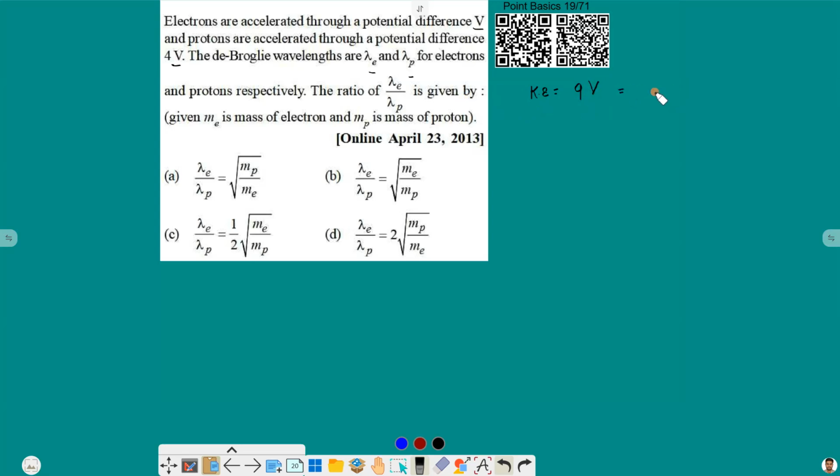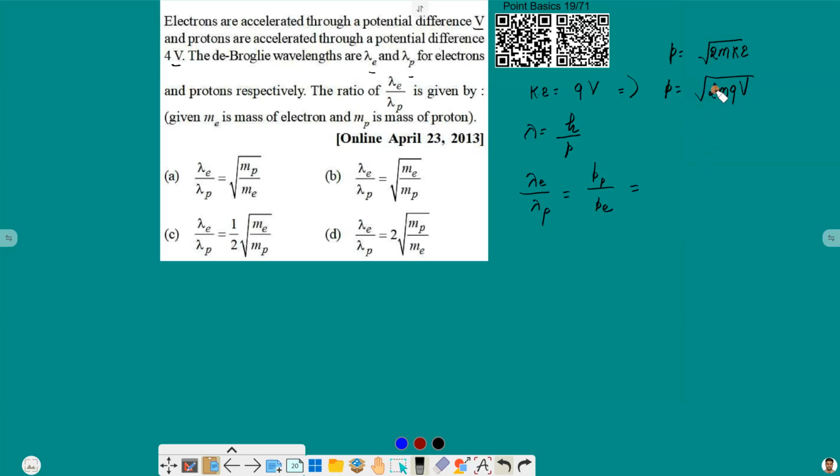Kinetic energy is related to momentum: momentum is equal to the square root of 2m times the kinetic energy. So from that we can write that momentum becomes the square root of 2m q V. Lambda is basically h by p, that is the de Broglie wavelength. If I write lambda electron by lambda proton, h will be common, so it will get cancelled out, and I can simply write the momentum of proton divided by the momentum of electron.